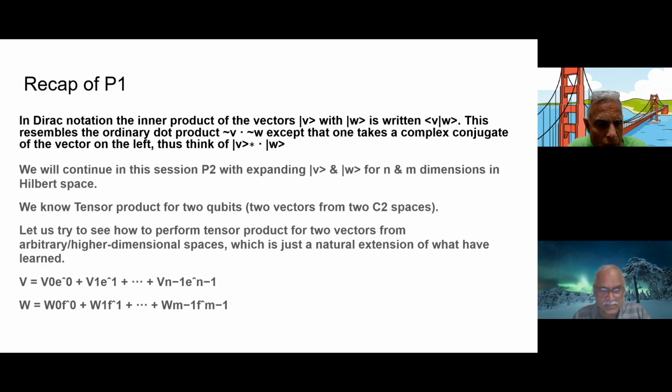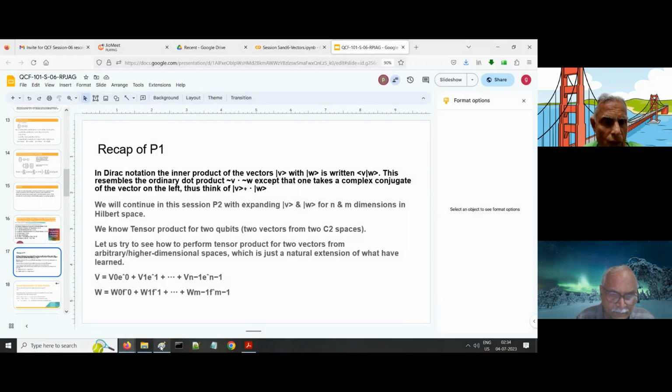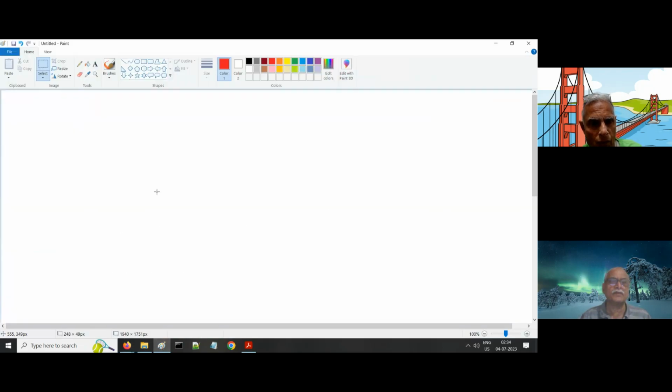So let me quickly take you through a simple calculation of the so-called tensor product on two vectors. As a small example, I'll show it to you so that things will be very clear. So permit me to share my screen, and I'm showing here a simple whiteboard, and I'll quickly set up my first vector.